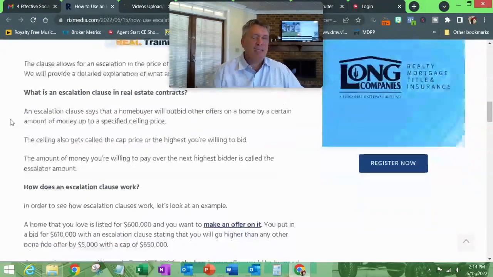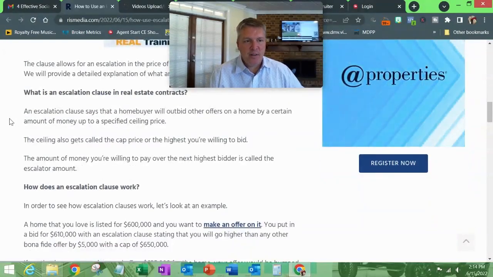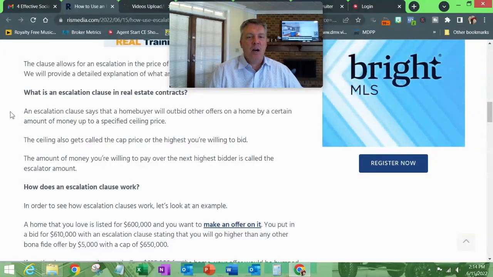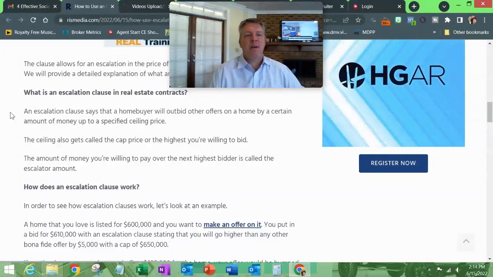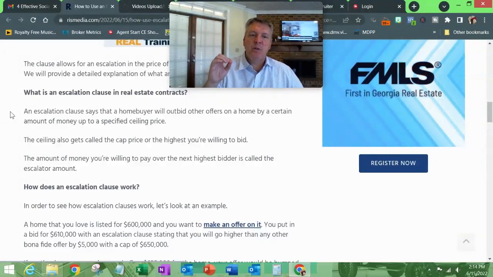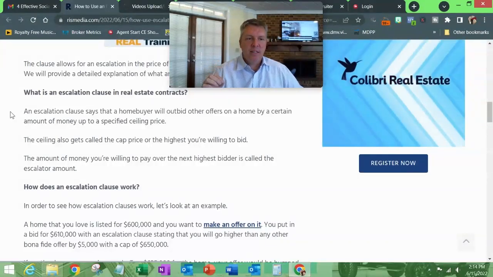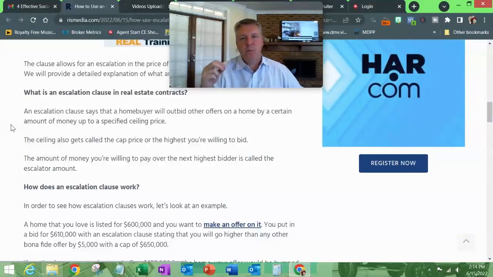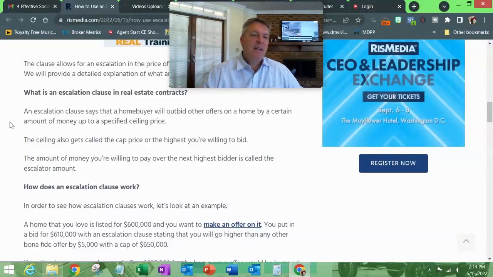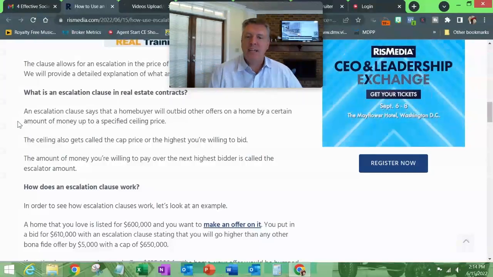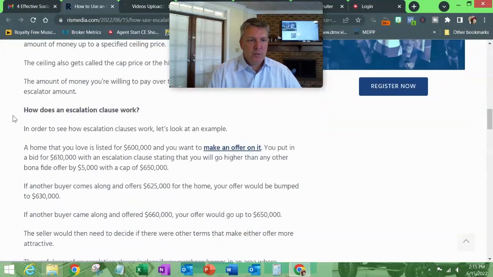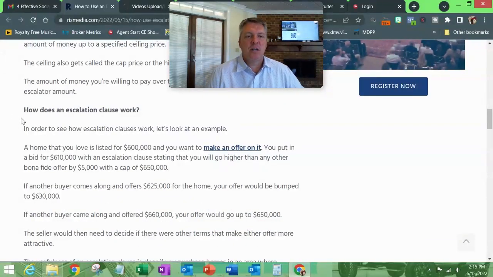What is an escalation clause in a real estate sales contract? An escalation clause says that a home buyer will outbid other offers on a home by a certain amount of money up to a specified ceiling price. The ceiling also gets called the cap price, or the highest you're willing to pay or bid. The amount of money you're willing to pay over the next highest bidder is called the escalator amount. Pretty interesting. How does an escalation clause work?